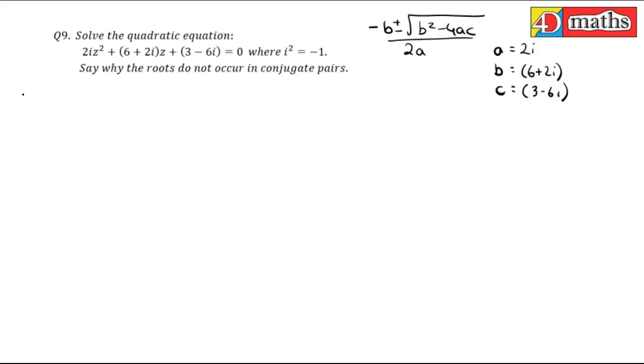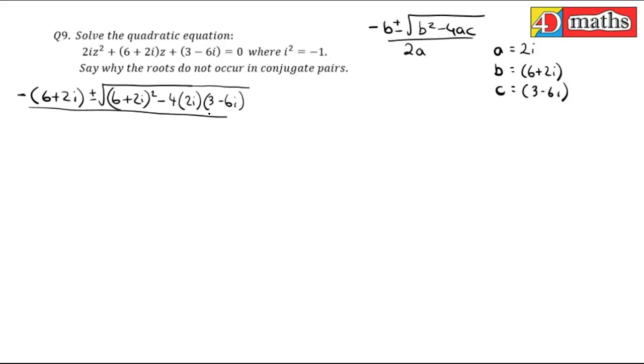So it's minus B, so it's minus (6 plus 2i), plus or minus the square root of B squared, which is (6 plus 2i) squared, minus 4 times 2i times (3 minus 6i), all over 2a, which is 2i times 2. Okay, so multiplying in the minus here, you get minus 6 minus 2i plus or minus. Okay, so I'm going to square this out.